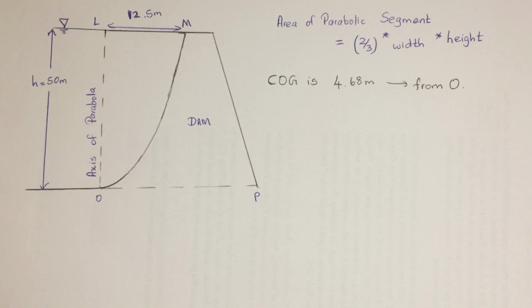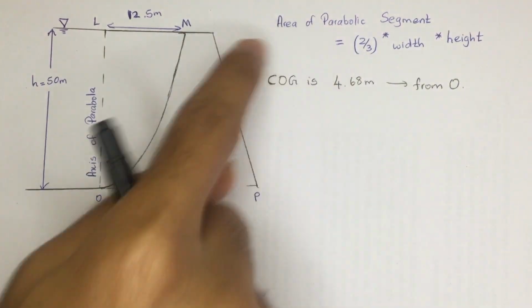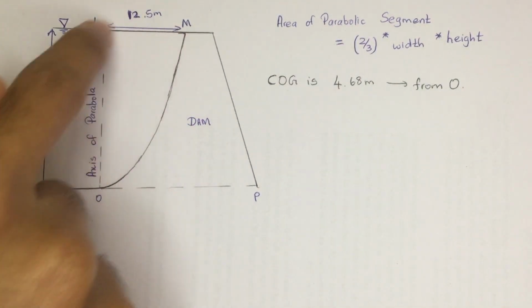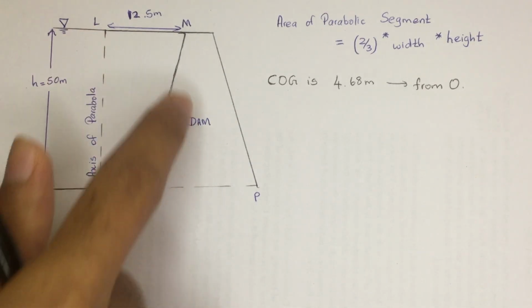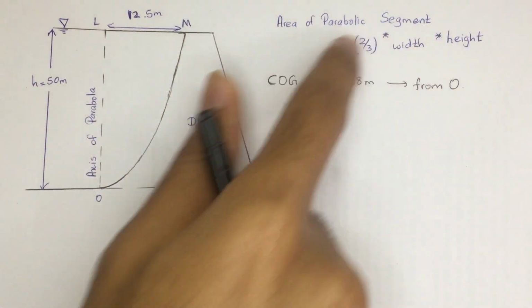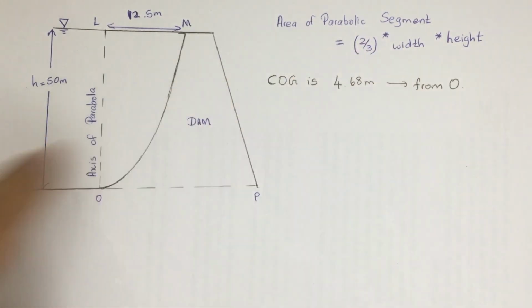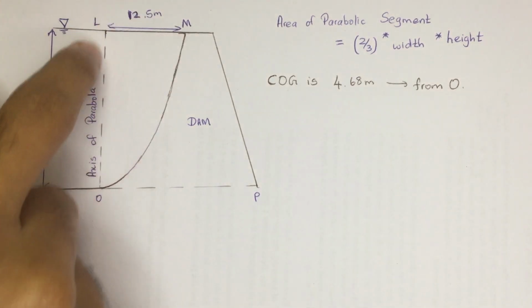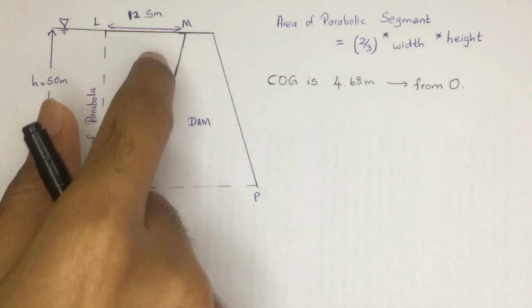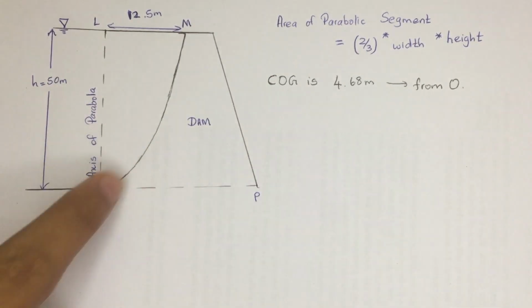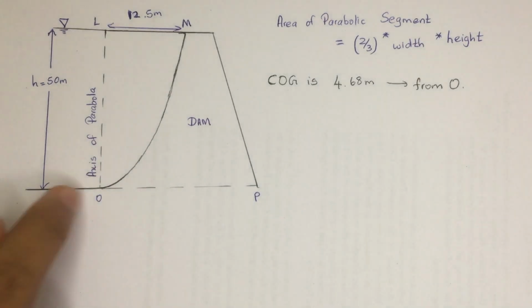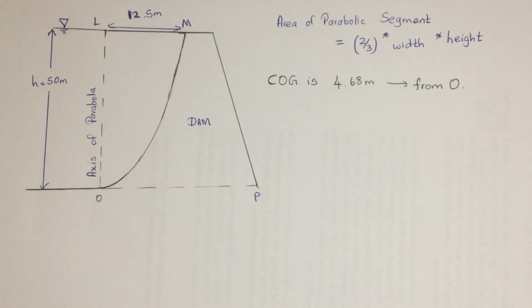So the first thing is, they have given a dam over here, and they are going to store water, and they have given some data. The area of this parabolic segment, as you can see over here, can be derived by this equation. You can actually use that. They have also given that the center of the half parabolic cross section is going to be 4.68 meters from this zero in the horizontal direction, so it's nearly like this part. So these are the details they have given.